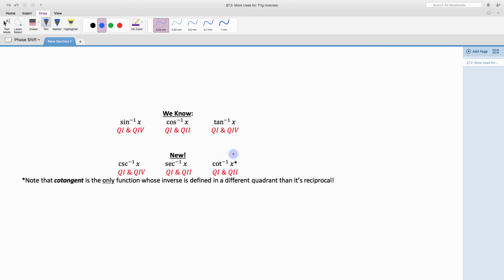Because if you think about the graph of the cotangent function, it has its first cycle from 0 to pi. And so that's why we use quadrants 1 and 2 when talking about the cotangent function. It is the only one whose inverse is defined in different quadrants than its reciprocal, which is the tangent. All the others are the same.